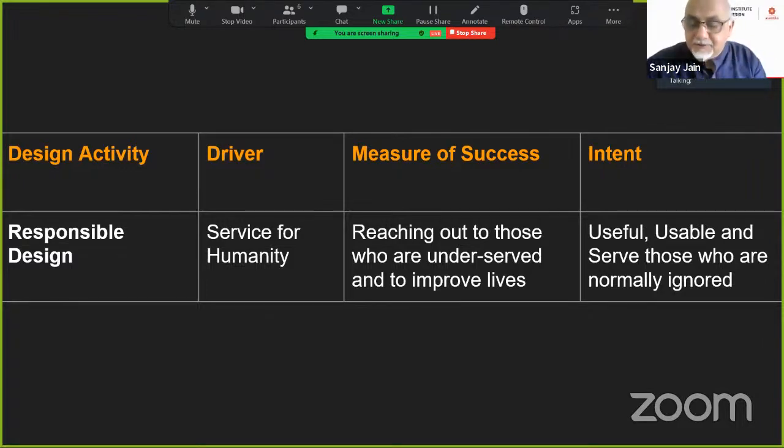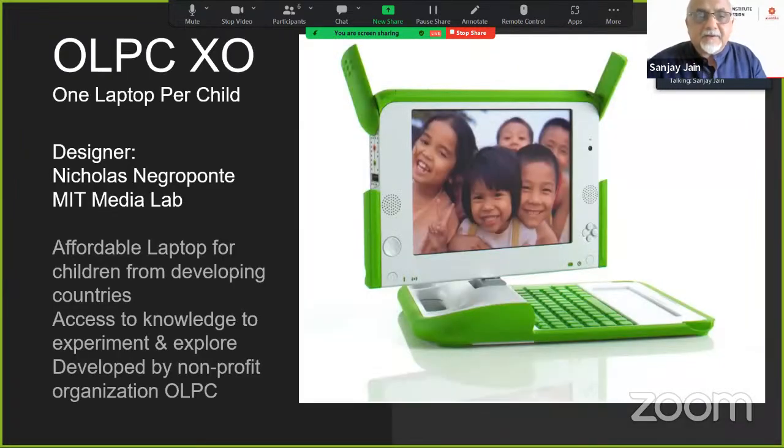Responsible design. To give an example for this product, it could be an affordable laptop for every child. And in this case, the product was designed by a famous designer called Nicholas Negroponte from MIT Media Lab at the Massachusetts Institute of Technology, USA. Now, this is an affordable laptop for children from developing countries. You can see the profile of children from Southeast Asia. And the purpose is that the children who are normally deprived or ignored by the businesses have access to knowledge, to experiment, and to explore their lives, and to give them information at the click of a button.